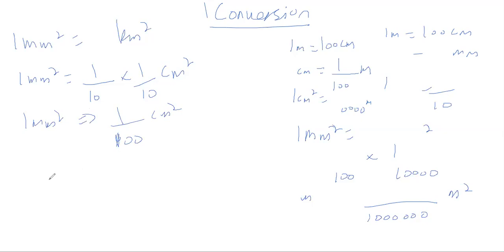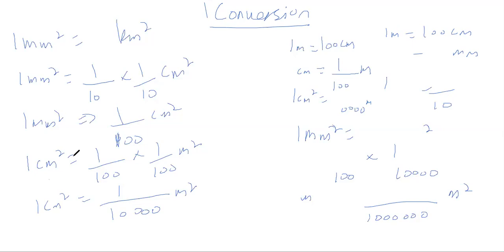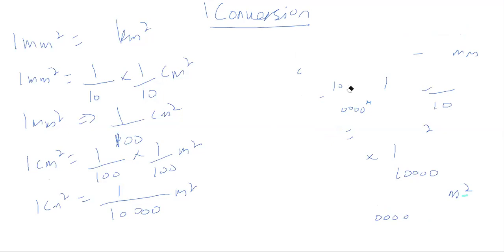Okay, now let's move on. Now we are at centimeter square. Now we need to go to meter square. So we know that 1 centimeter square would be equal to what? 1 over 100 into 1 over 100 meter squares, which becomes 1 over 10,000 meter square. Is it clear, Falia and Mustafa? So we have converted from centimeter square to meter square. Now we will go from meter square to kilometer square.